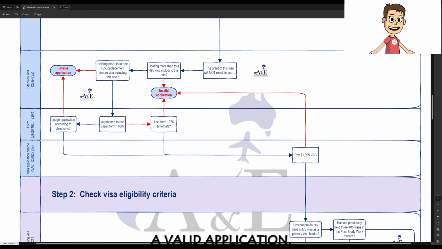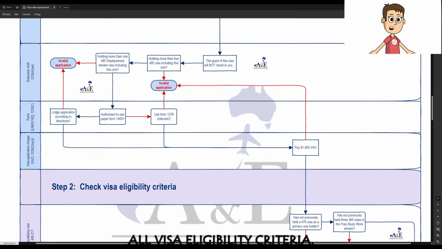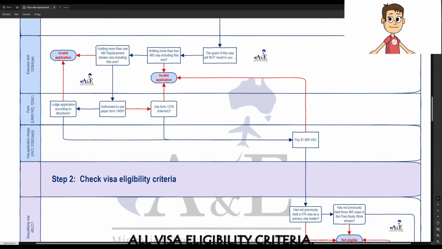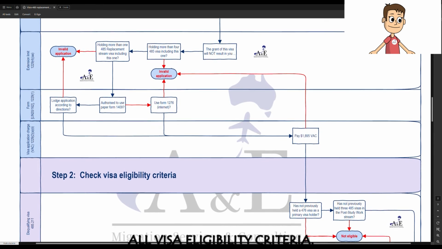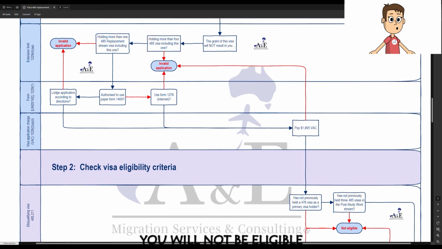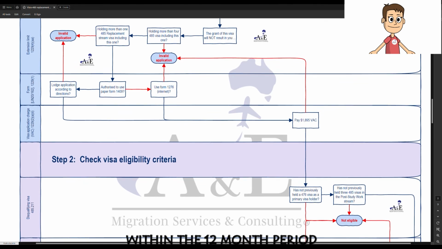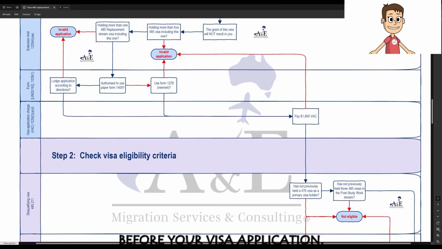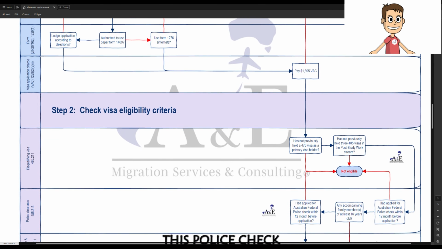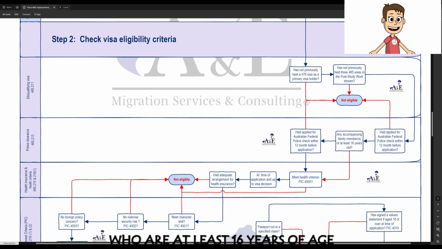If you have submitted a valid application, the department will process your visa application, assessing whether you meet all visa eligibility criteria. The second step is to check whether you meet all visa eligibility criteria. If you have held a subclass 476 skilled recognized graduate visa, you will not be eligible to apply for a 485 visa in the replacement stream. Within the 12-month period before your visa application, you had applied for an Australian Federal Police check. This police check requirement also applies to any accompanying family members who are at least 16 years of age.